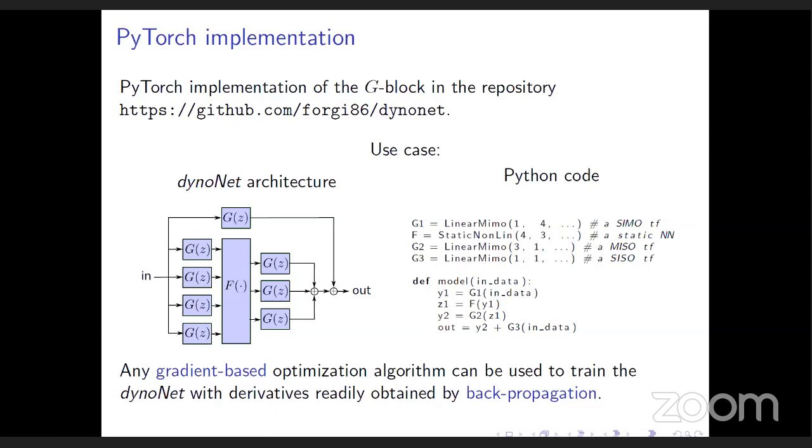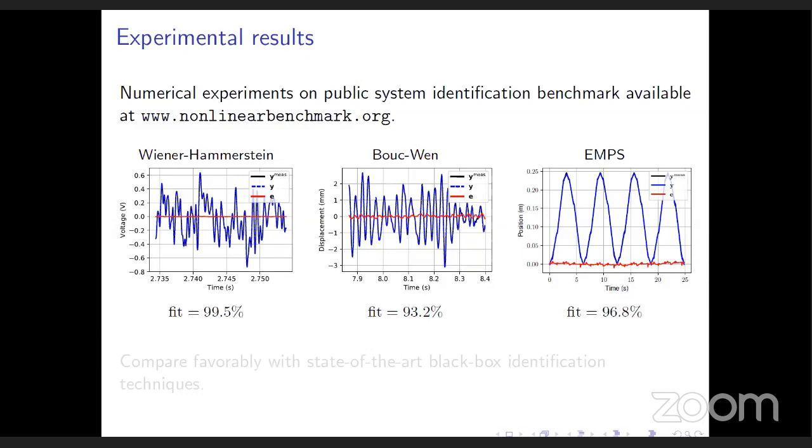We applied some slightly different dynoNet networks to benchmarks from the system identification community. Those are popular benchmarks available on this website, and many methods are tested against those benchmarks in the literature. We obtained pretty good results. They compare well with other black box identification techniques, but it's also very easy to put in place. Not much hyperparameter tuning was done. With simple networks, we obtained satisfactory results. We were pretty happy about those results.